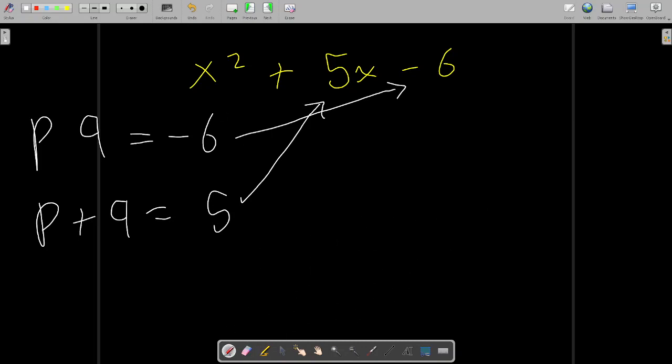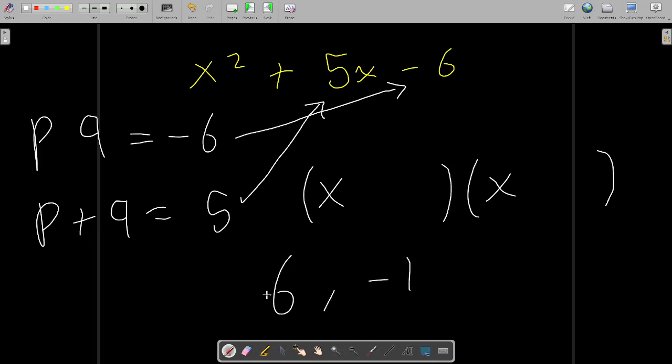Since it's x squared, that means there will be two x's multiplied to each other. So let's make these brackets. This is how we're going to factor them. Put two x's in front of them. Now, the two values we found were 6 and negative 1. So this is positive 6, meaning plus 6. And then we put the other value in the other bracket, negative 1, meaning minus 1.